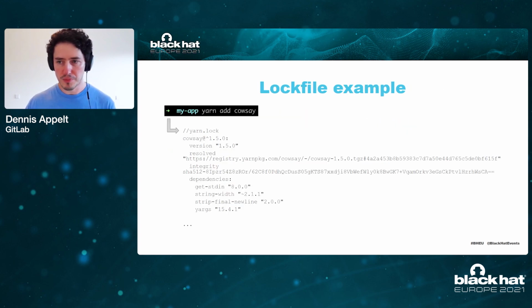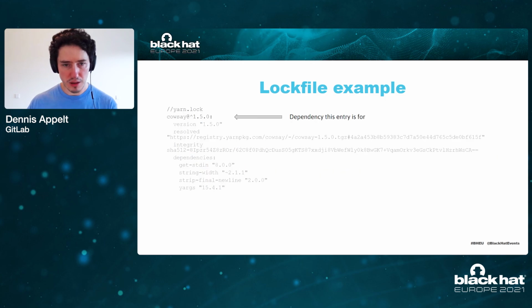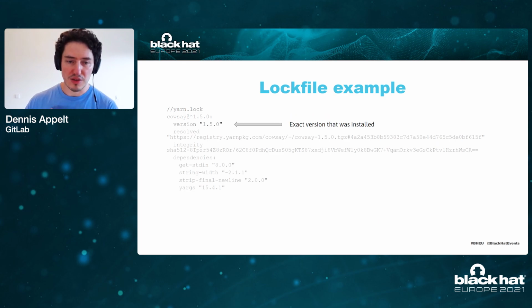So let's have a look at how a Lockfile entry looks before we talk about how you can tamper with these entries. So let's assume you use the package manager yarn and you add a dependency called cowsay to my app. If you do that command, then yarn will write the following entry to the Lockfile. Let's go over the single lines in this entry. The first line says which dependency this entry is for. So this is for cowsay, and then it gives a semantic version range that the package manager has to resolve at installation time.